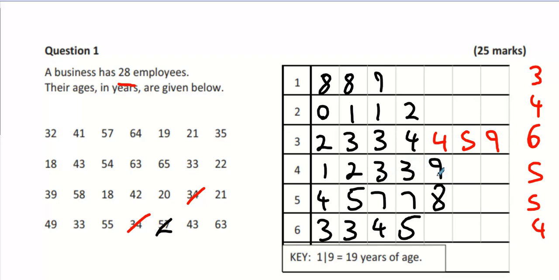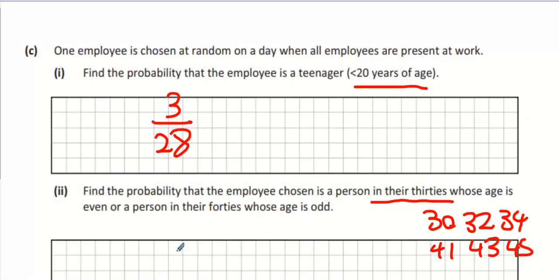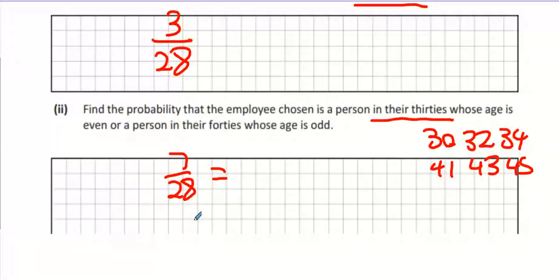Anybody get 7 out of 28? 7 people out of 28. I'd lose a mark on that, believe it or not. Anybody tell me why? You need to turn that into a quarter.